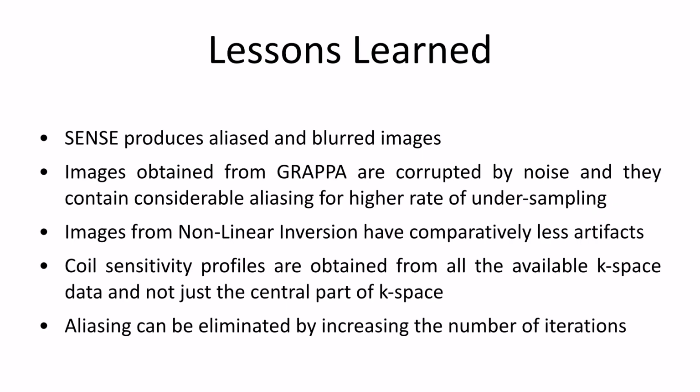The lessons learned are that SENSE produces aliased and blurred images. Images obtained from GRAPPA are corrupted by noise, and they contain considerable aliasing for higher rates of undersampling, as we saw earlier. Images from nonlinear inversion have comparatively fewer artifacts. In nonlinear inversion, coil sensitivity profiles are obtained from all the available K-space data and not just the central part of K-space, whereas in SENSE and GRAPPA, only the central part of K-space is used. Aliasing can be eliminated by increasing the number of iterations.